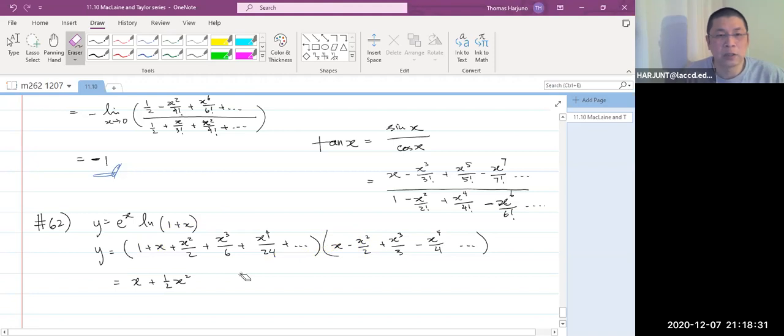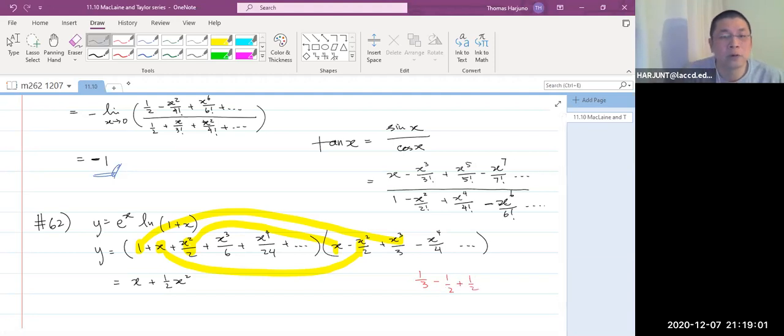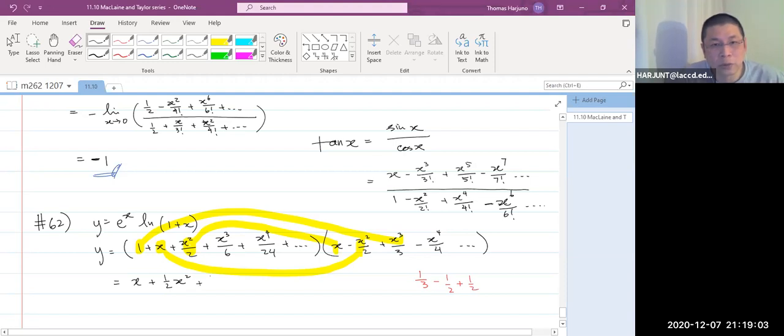Now let's see. How about x cubed? How to get x cubed? X cubed must be this pair and this pair and this pair, right? So that's 1/3 minus 1/2 plus 1/2. Oh, okay, so that equals 1/3 x cubed.